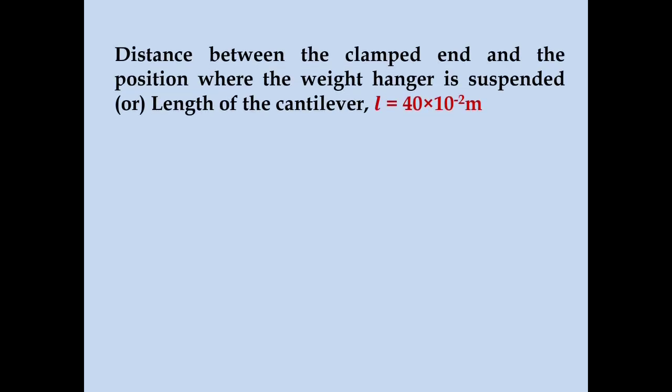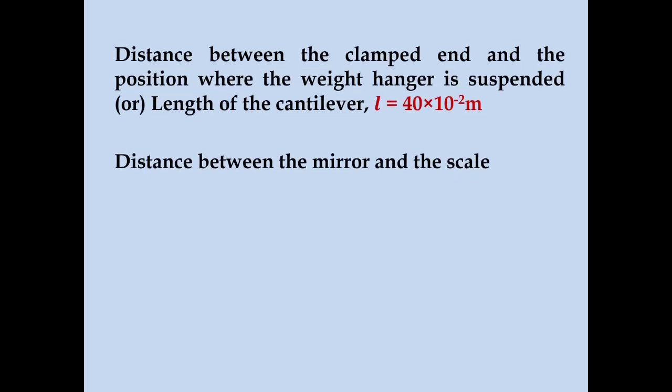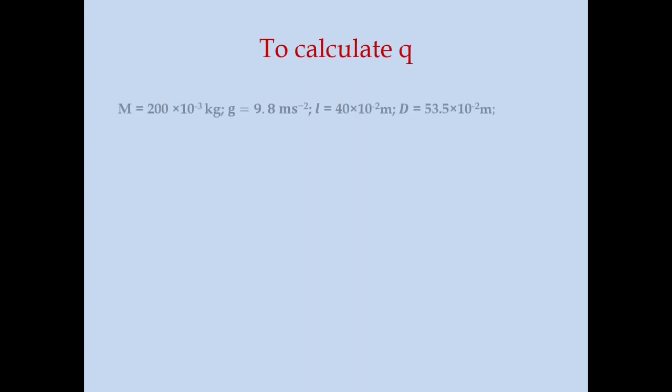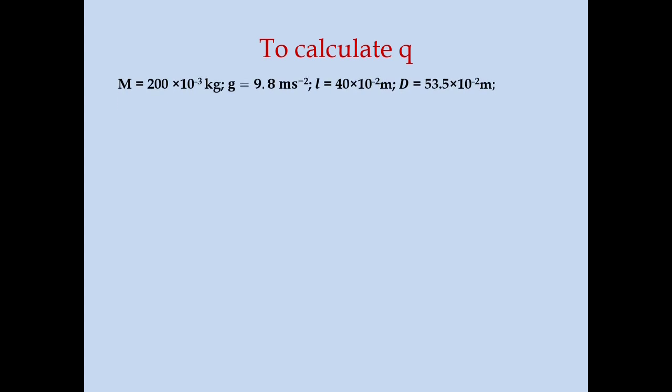So now, we have already mentioned the distance between the clamped end and the position where the weight hanger was suspended, that is the length of the cantilever, which is 40 centimeters, and the distance between the mirror and the scale, that is the capital D, is 53.5 centimeters or 53.5 into 10 power minus 2 meters.